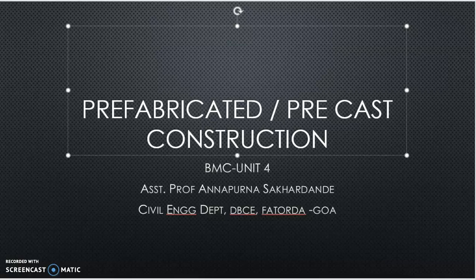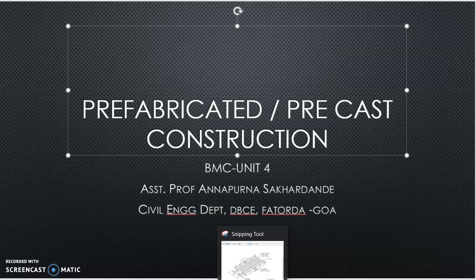Hi, so this will be the last subtopic before your internal test 2, and this is taken from your unit 4. The name of the chapter is prefabricated slash precast construction. As the name suggests, you are not casting anything on the site. Even if you are casting something on the site, you do it in the place called a yard.